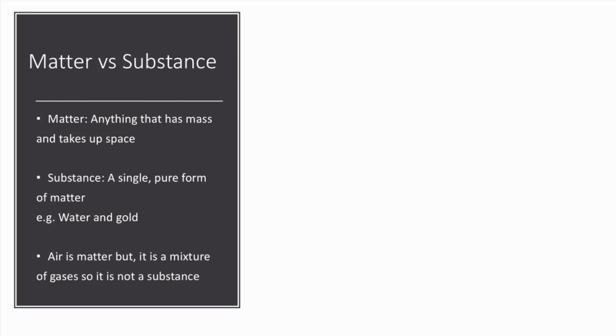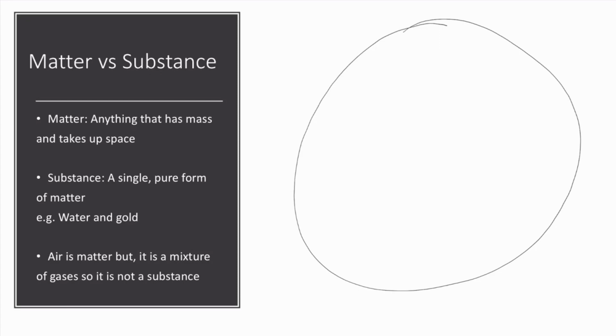The difference between matter and a substance is that matter is a more general term. It's anything that has mass and takes up space, whereas a substance is a single pure form of matter, so it is a type of matter.